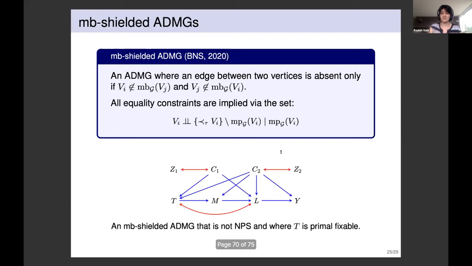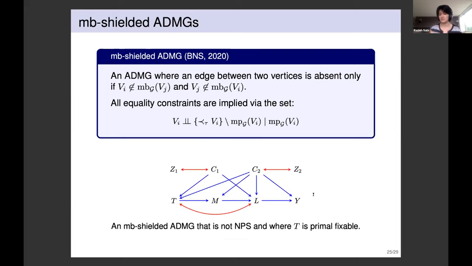So for example, this graph here, if we pass it through the algorithm I showed in the previous slide, we know that this is not NPS. And if we check for every two vertices that are not adjacent whether they are in each other's Markov blanket or not, we realize that that's not the case. And so this is an example of an MB-shielded ADMG where we can be sure to say that there are no Verma constraints basically in this graph. There is no generalized conditional independence in this graph.